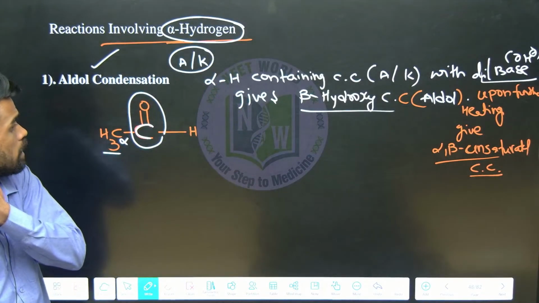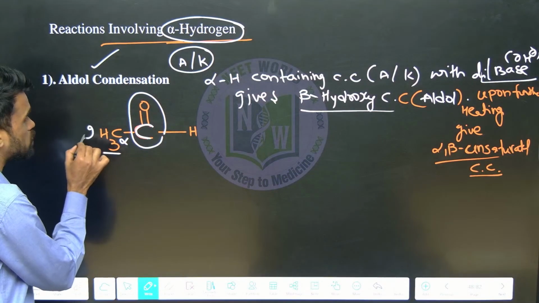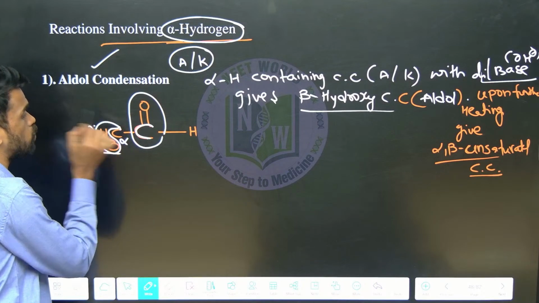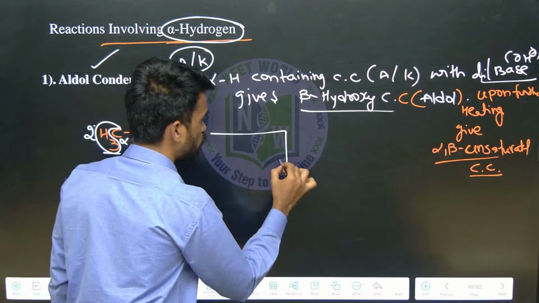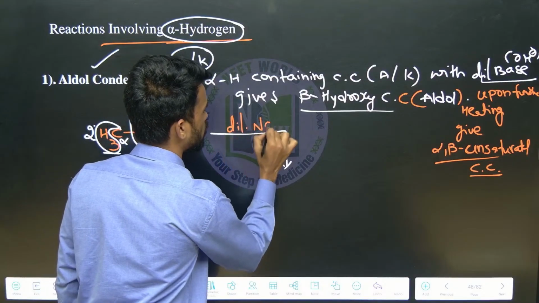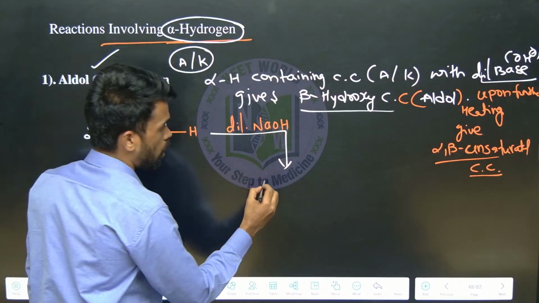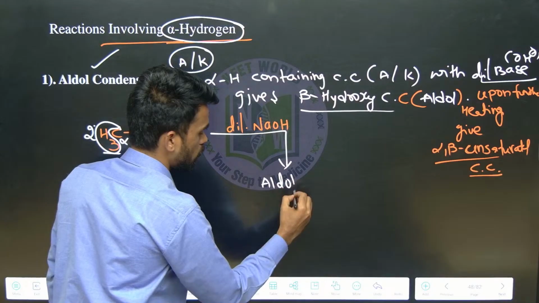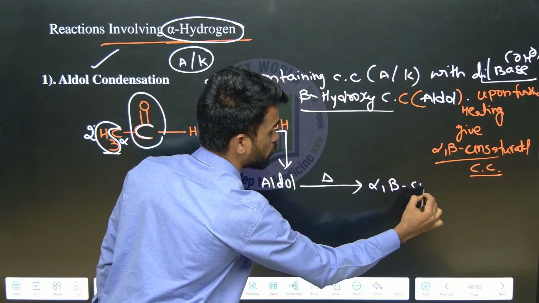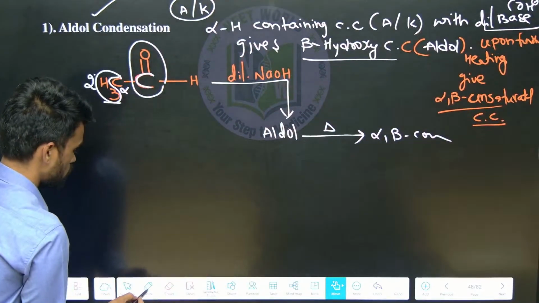Now how can you write the reaction here? Whenever we have two carbonyl compounds, it means 2 moles of carbonyl compounds having alpha hydrogens, we need to treat this with dilute base. I will tell you one tricky way to answer this. We will get an aldol product first. Aldol product upon heating gives an alpha beta unsaturated compound. Just follow me along.